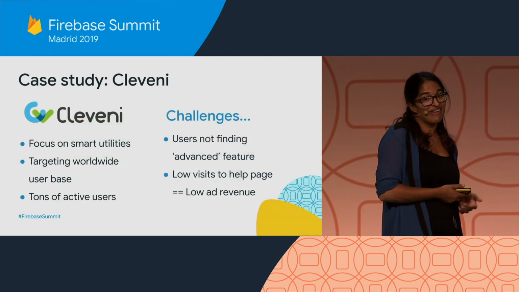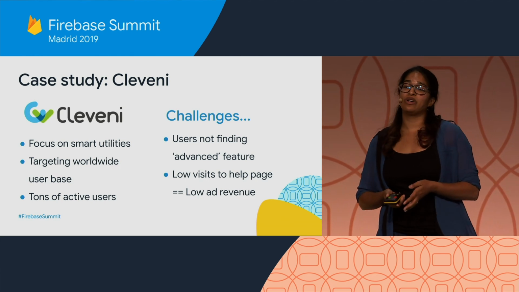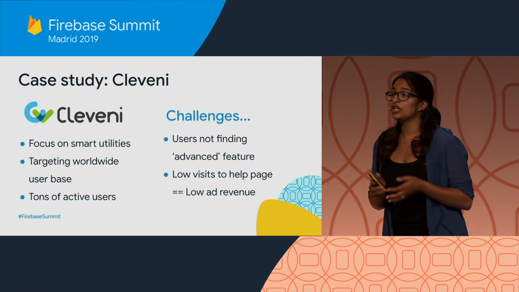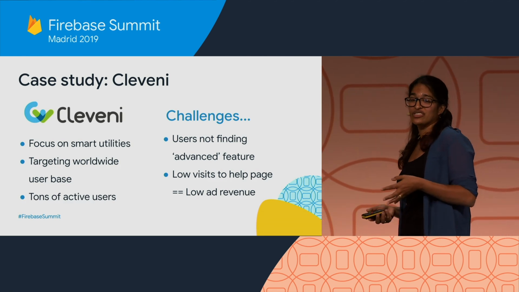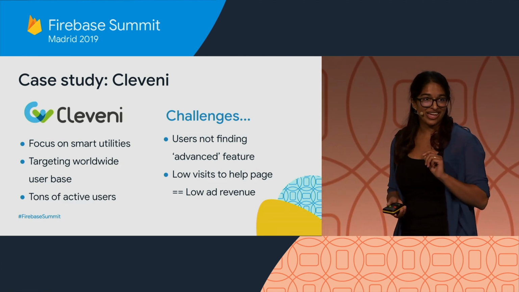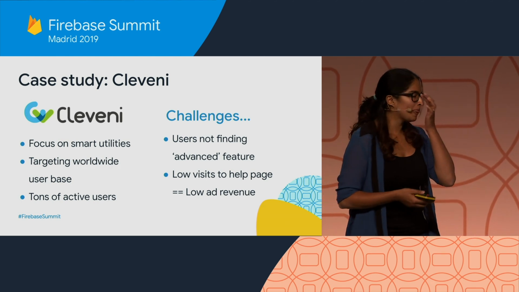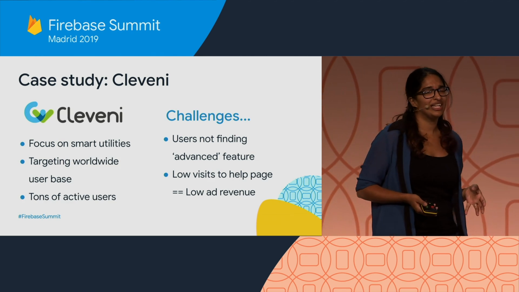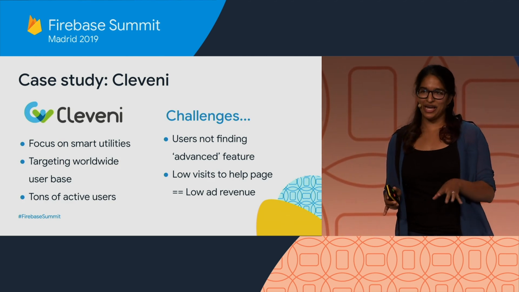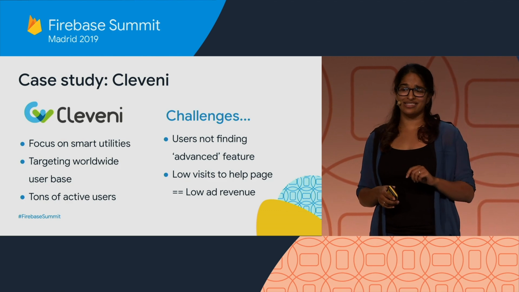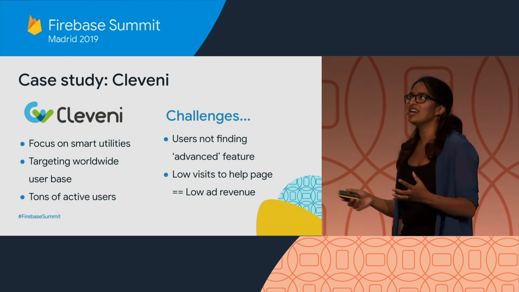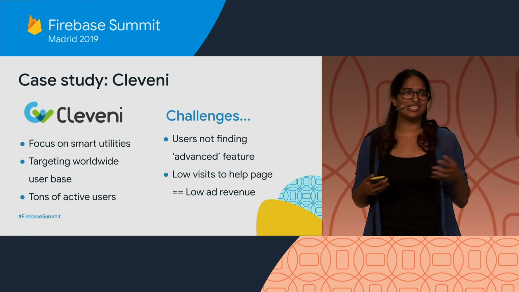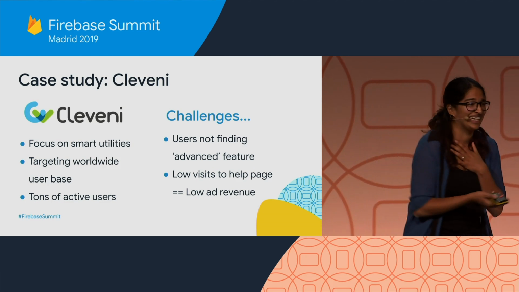So the first one, Cleveny. Cleveny is a really cool company that's focused on smart utilities and has a bunch of different apps. It has a global audience and tons of users. But they're having an issue with discoverability. Users were missing out on a lot of really amazing secondary functionality, and worse, they weren't hitting the pages that Cleveny had instrumented with ads. They had tons and tons of eyeballs, but were missing that extra link to actually monetize them, which I don't know about you, but I think that's a tragedy.